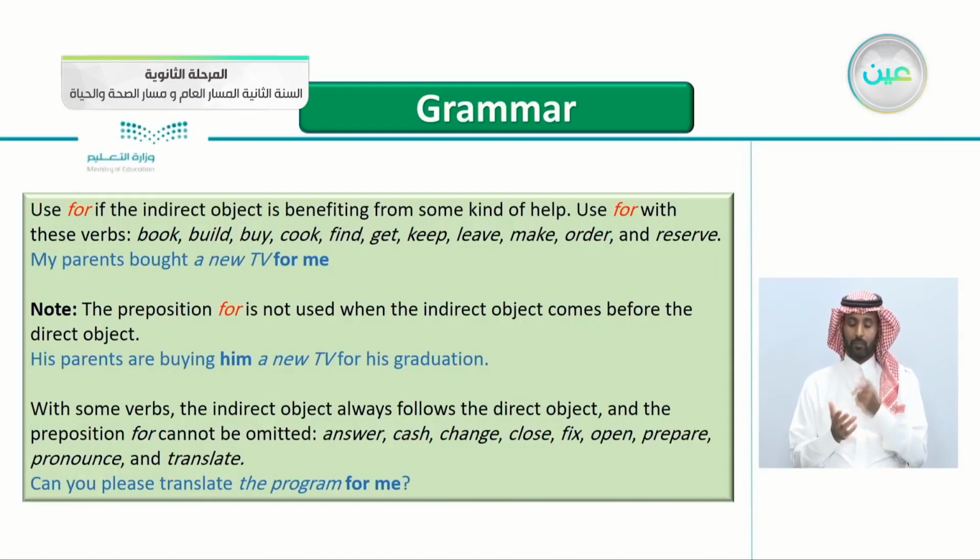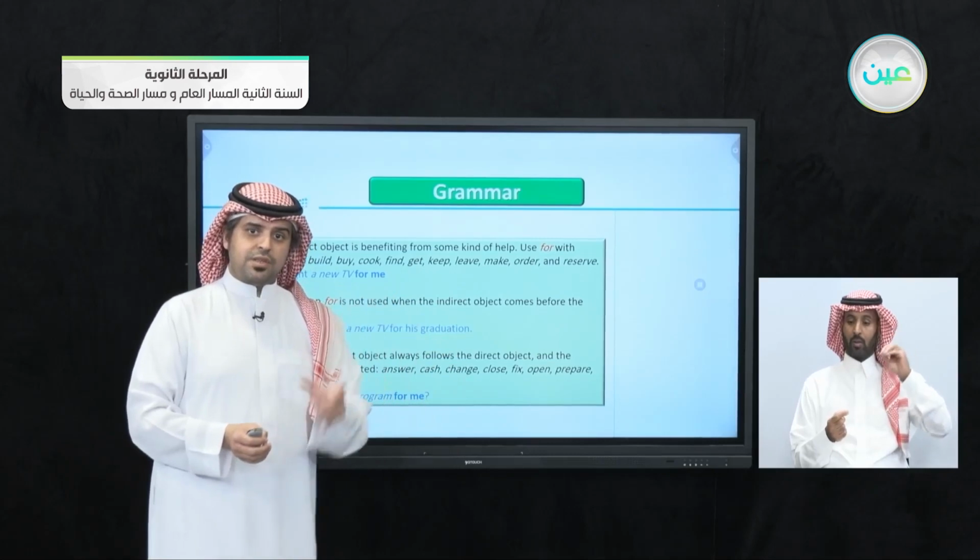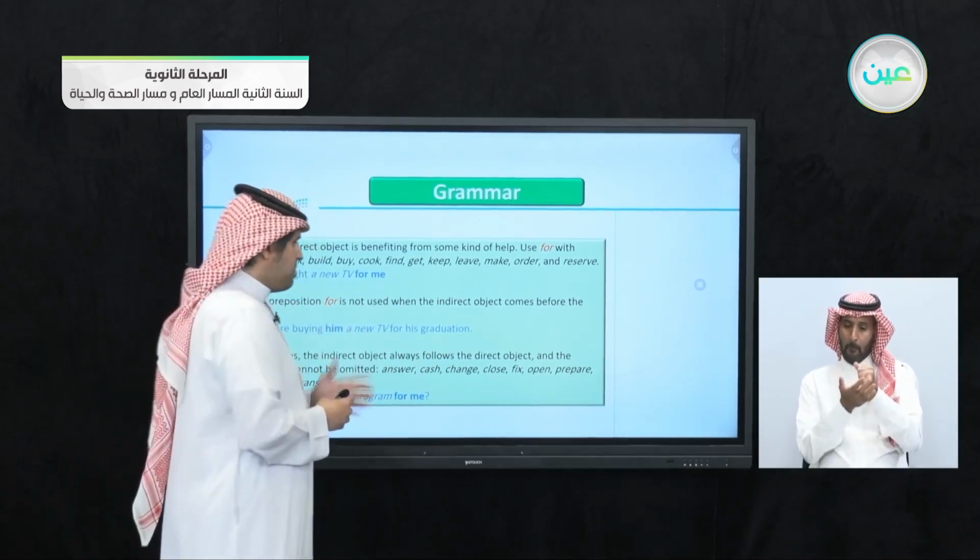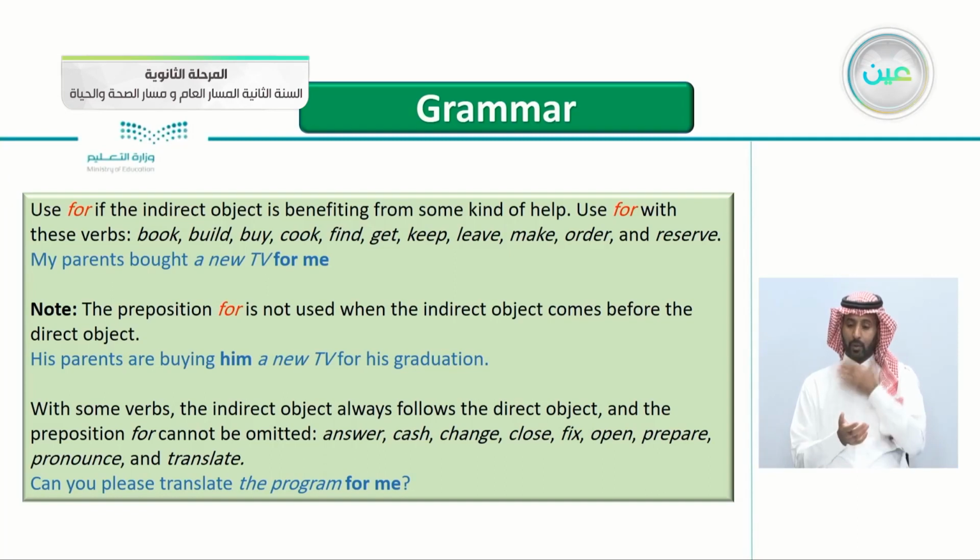Note the preposition for is not used when the indirect object comes before the direct object. Same as to. If the indirect comes before the direct, we omit the preposition. His parents are buying him a new TV for his graduation. With some verbs, the indirect object always follows the direct object, and the preposition for cannot be omitted: answer, cast, change, close, fix, open, prepare, pronounce, and translate. Can you please translate the program for me? So here we cannot omit for.